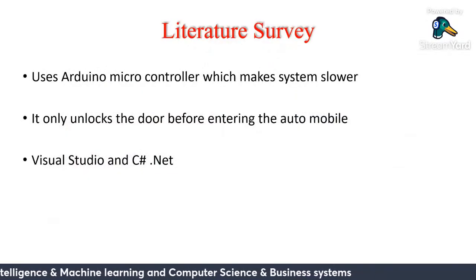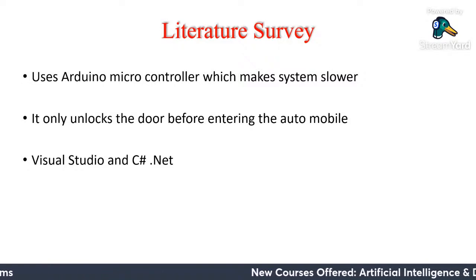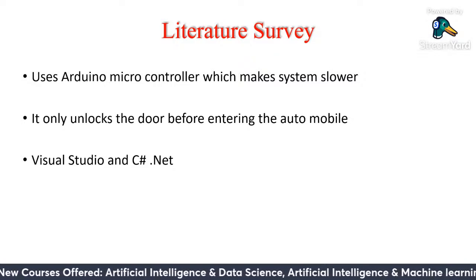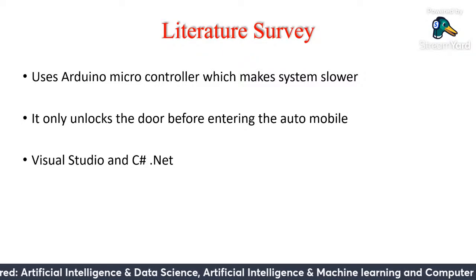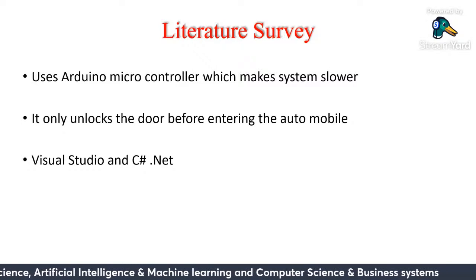And this is the literature survey of our project, which means the previously existing system. It uses the Arduino microcontroller, which makes the system slower. It only unlocks the door before entering the automobile, such that the camera is placed outside the door of the car, so it only ensures the security of the door, not the engine.